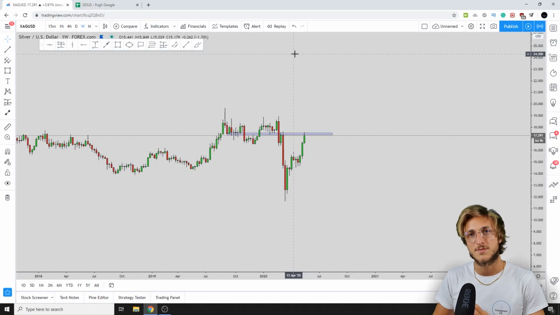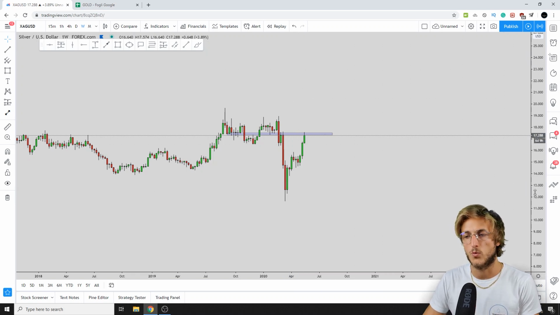Okay, so let's make a multi-time frame analysis on silver. Now, silver is a very interesting commodity to be following at the moment because it has the possibility to provide a very nice capitalizing opportunity on it. So let's make the analysis, let's keep it educational so that you can take the most from it.